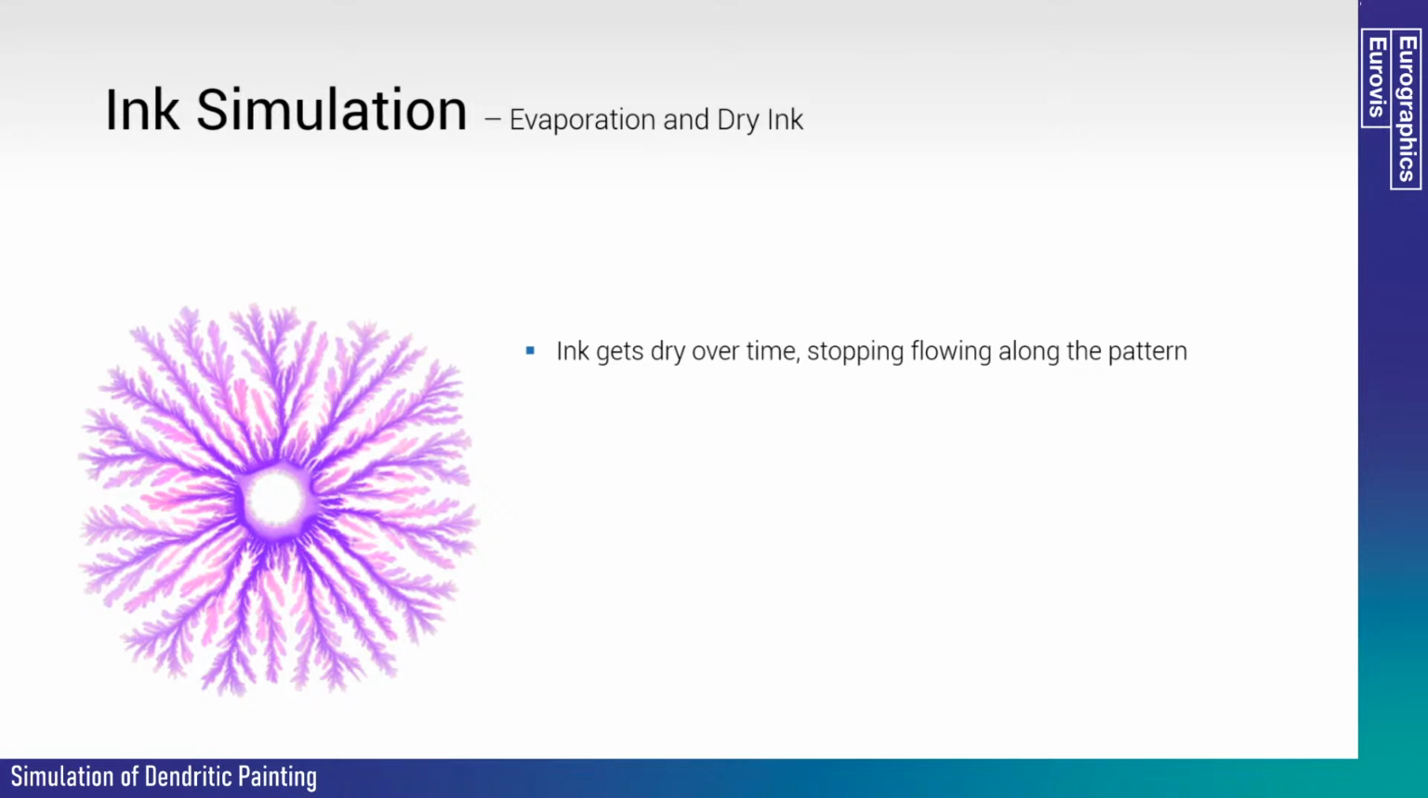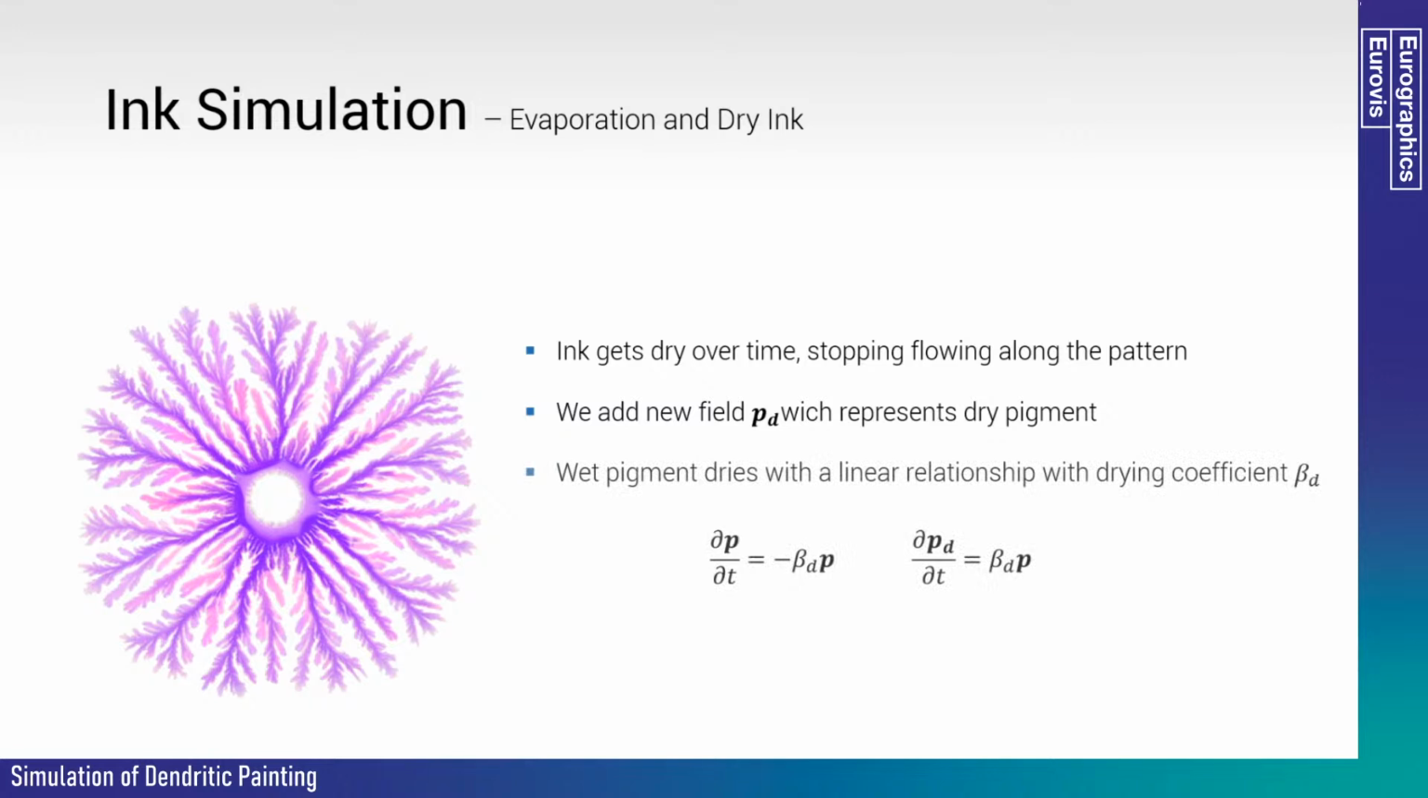In the real phenomena, ink gets dry over time, stopping flowing along the pattern. We mimic this effect by adding a new 3D vector field, PD, which represents the pigment that is dry. Then, wet pigment dries over time with a linear relationship that depends on the drying coefficient beta t. This simple model is enough to get results close to the physical phenomena.